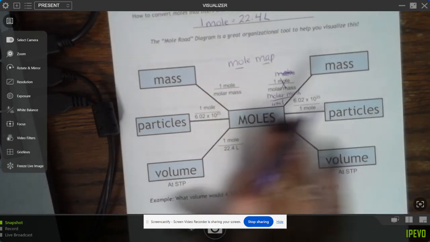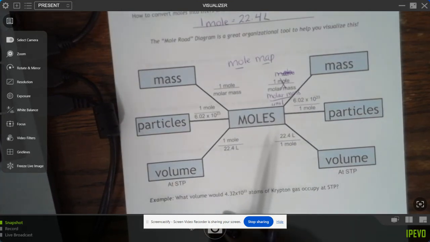Now, while this is a nice, handy little visual for you, you will not be able to use this on a test. So while you're practicing and getting used to this, you can use this as a reference. But just remember, in the back of your mind, you want to start learning the conversion factors without this tool.